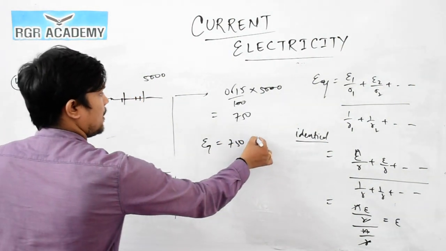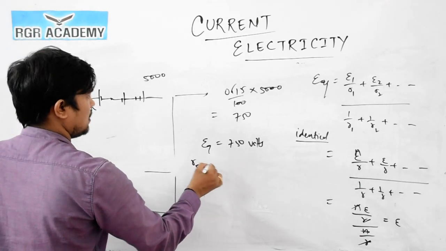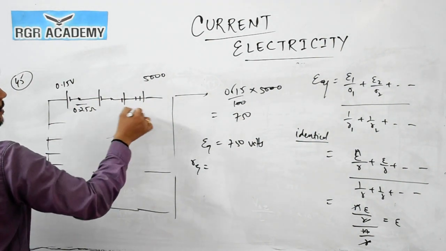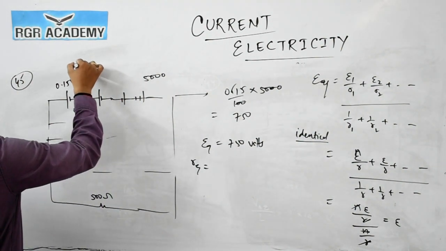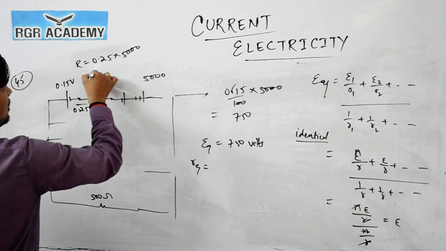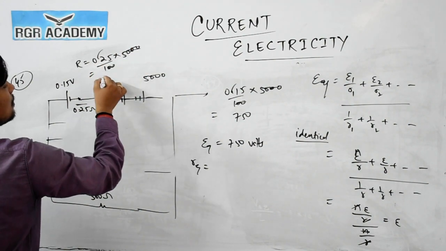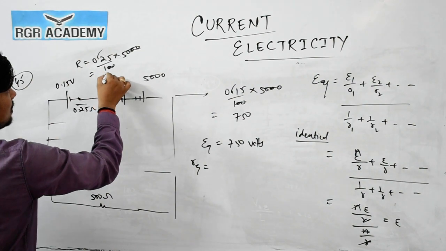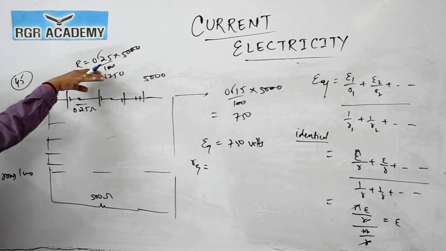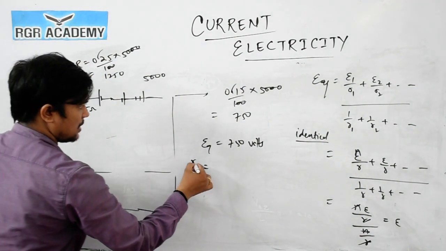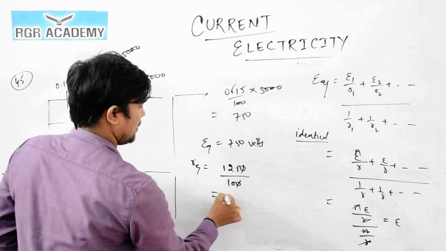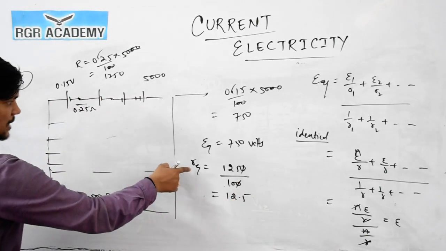Okay. Now R equivalent: these resistances are in parallel. So the resistance of one row, I will write down as R, will be equal to 0.25 into 5000. 25 into 5 is 1250. So 1250, and how many rows are there? 100. So now these are in parallel. So R equivalent will be 1250 divided by 100, which is 12.5. Okay. This is the equivalent internal resistance.